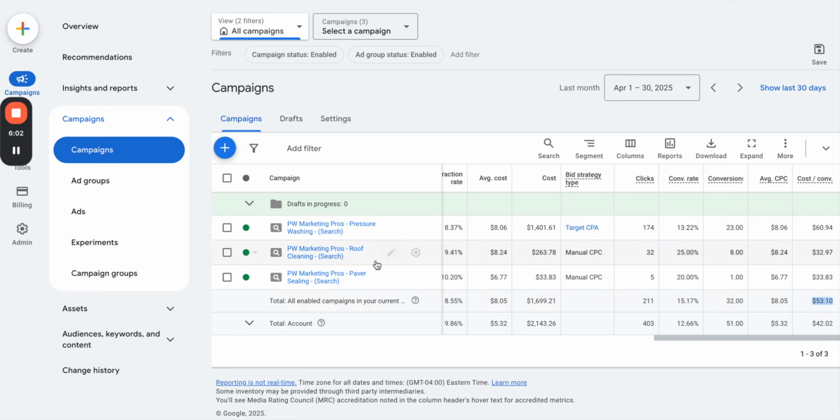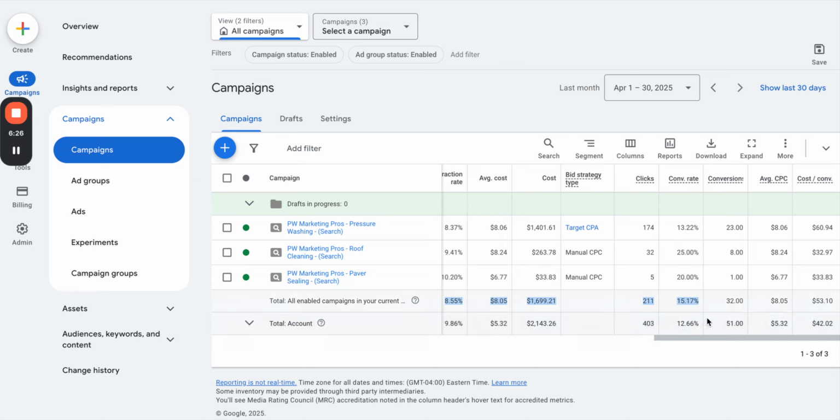And so if I look right now at their pressure washing campaign, they spent $1,400. They got 23 leads at $61 a pop. For roof cleaning, they spent $263, got 8 leads at $33 a pop. Then for paver sealing, they spent $33, and they got 1 lead. And so as you guys see here in total, they got 32 leads, $53 a lead in that sense.